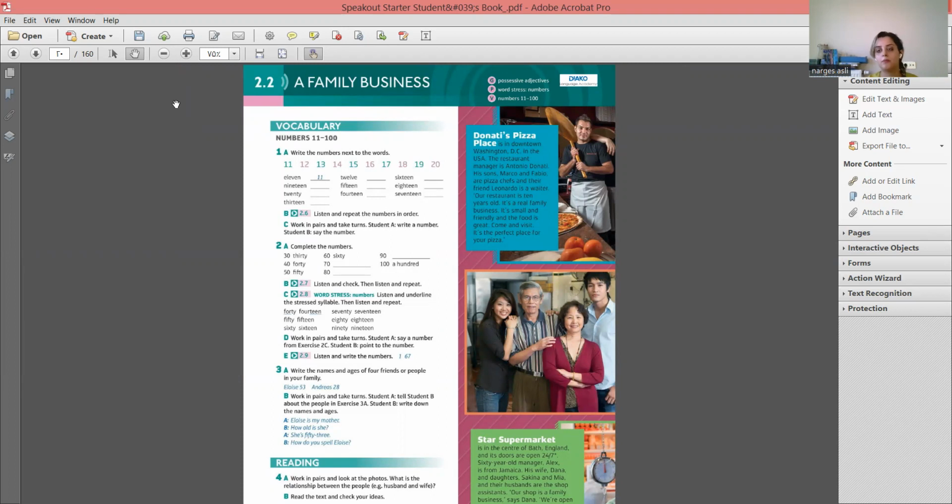We were learning how to count from 11 to 100, and how to pronounce, for example, 13 or 30, the difference between these two pronunciations and the stress syllable. I also told you please listen 100 times to this listening part 2.6, 2.7, 2.8 and 2.9, so that you understand the difference between 30 and 13, 40 and 14, paying attention to stress and pronunciation.